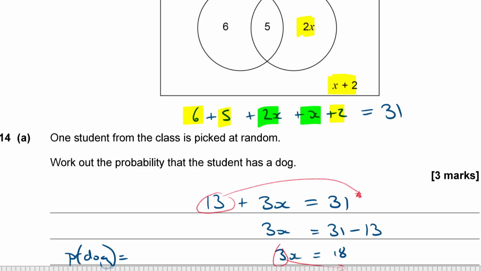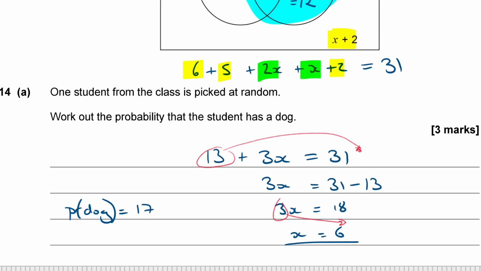Now we know that x is equal to 6. So there are actually 12 people who have a dog only, 2 times 6 is 12. But the students who have a dog is going to be both of those added together, isn't it? So it's the 5 and the 12. So there are actually 17 students who own a dog.